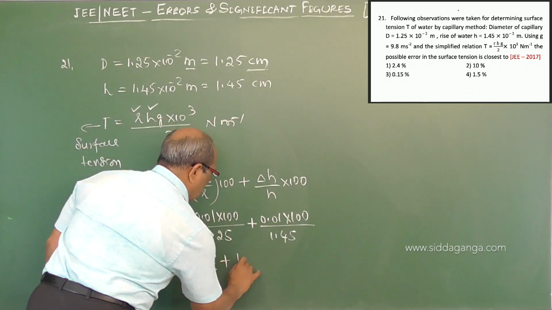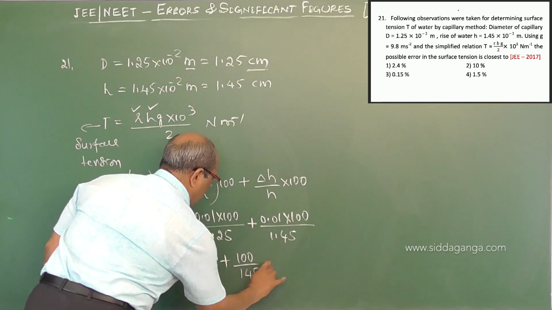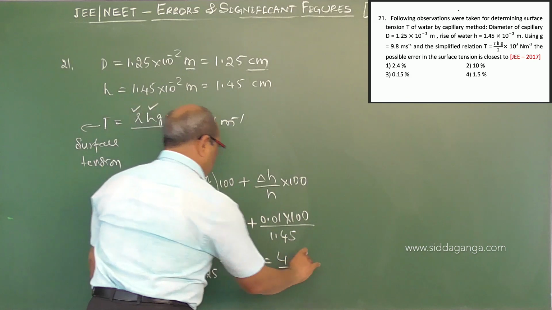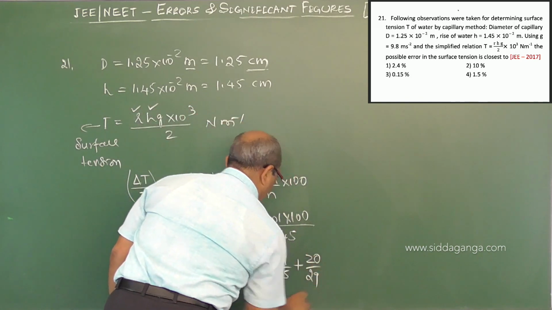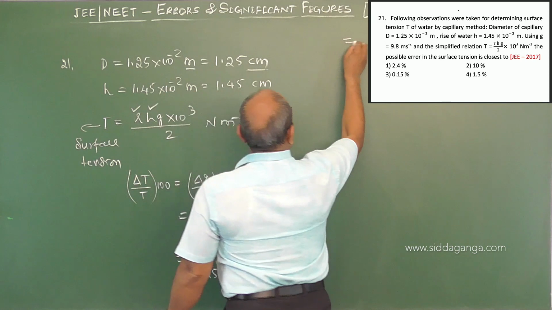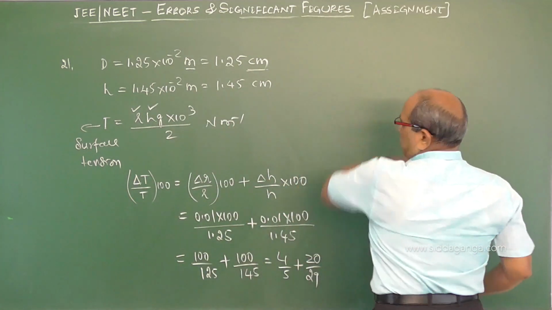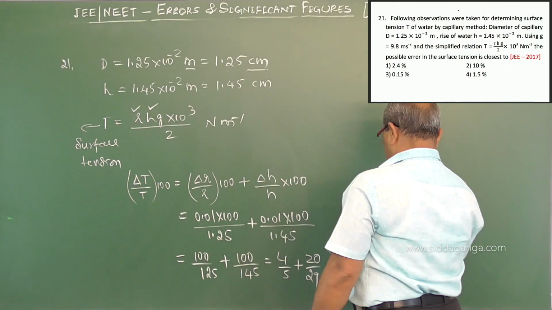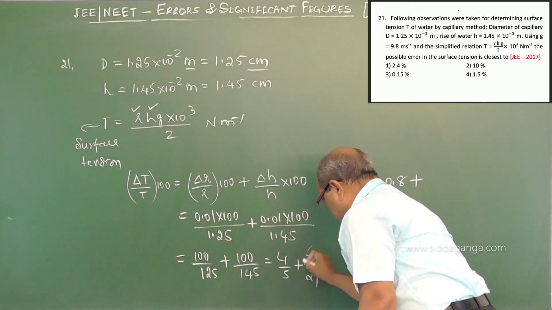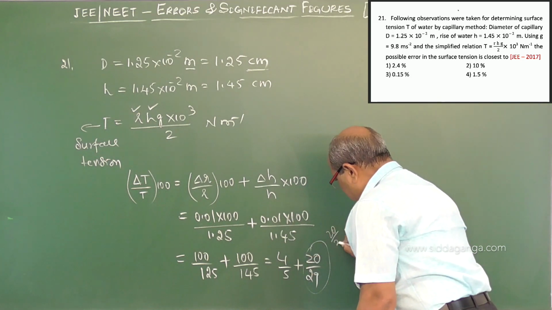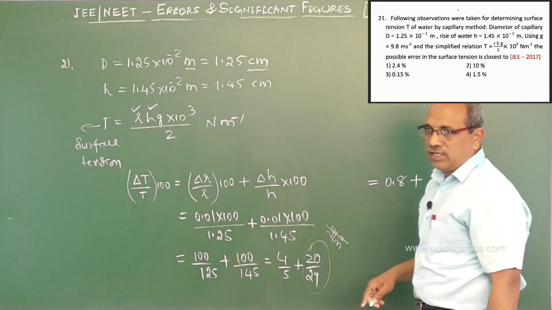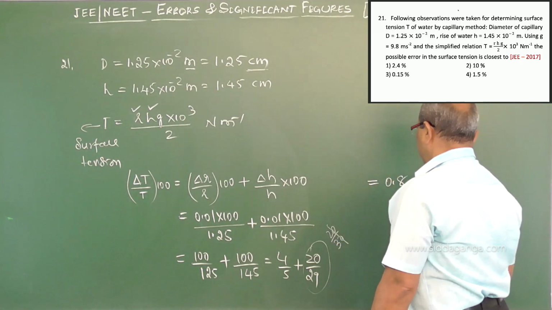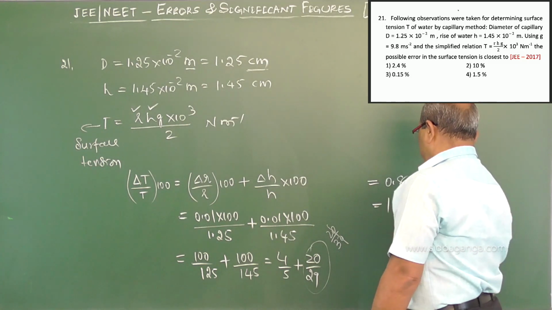plus 100 by 145, 4 by 5 plus 20 by 29. So this may be equal to, okay, no problem. This may be equal to 4 by 5 is 0.8 plus, if I make it approximately as 20 by 30, this is necessary because we are not having any calculator here. So 2 by 3 is 0.666. So 0.8 plus 0.666 is 1.466.